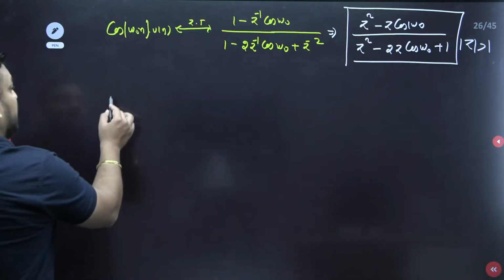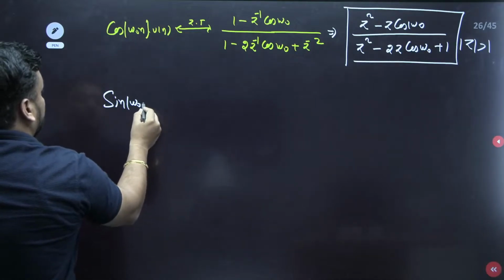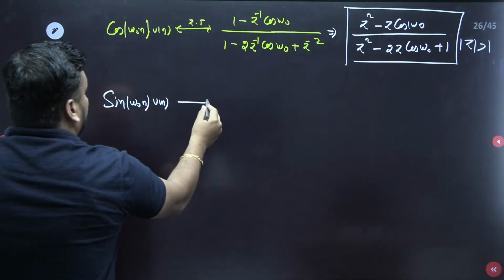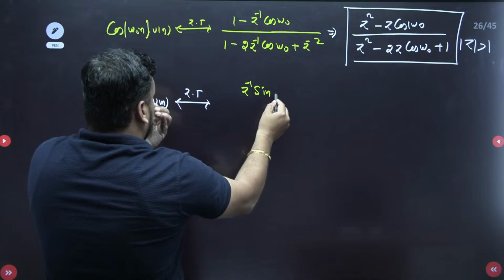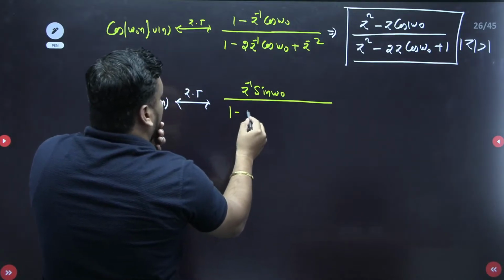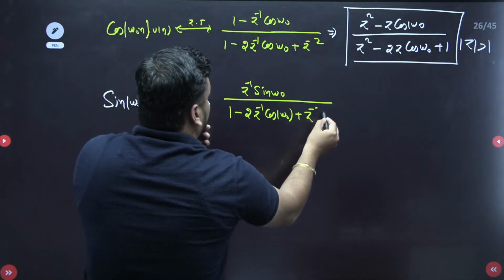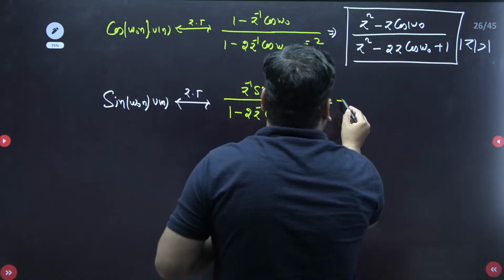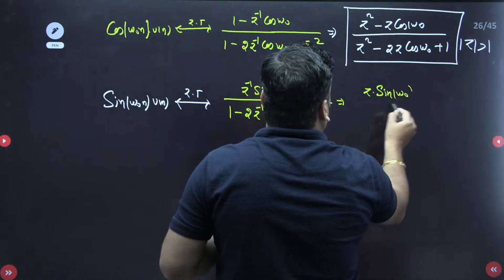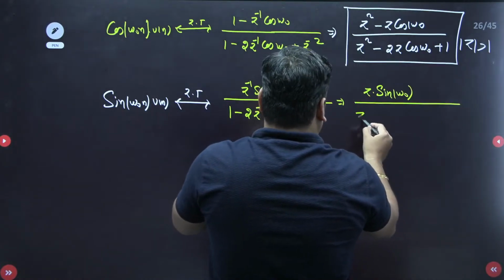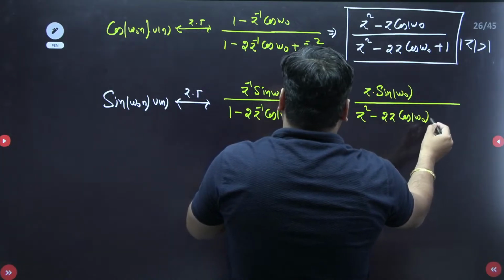So I will just write the result together here as a short trick, or we can say that we will keep the result in a box so that we will remember it for a long time. So here is z inverse of sin omega 0 upon 1 minus 2z inverse cos of omega 0 plus z inverse squared. And here when you take common z square outside, you will get z into sin omega 0 upon z square minus 2z cos of omega 0 plus 1.